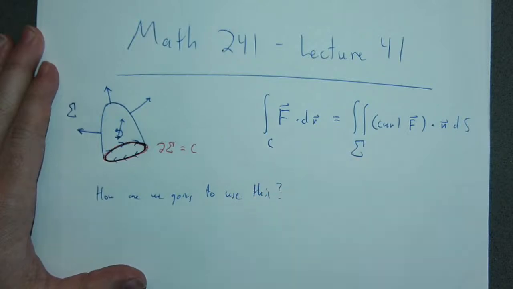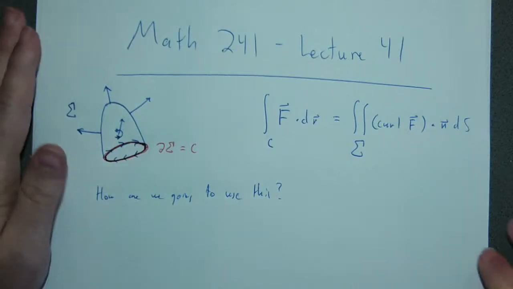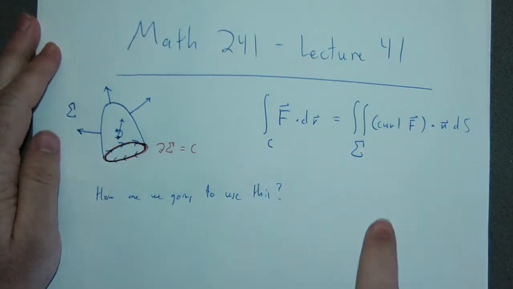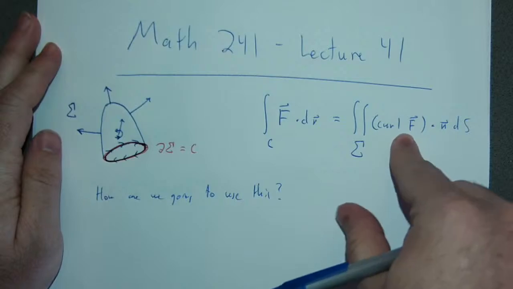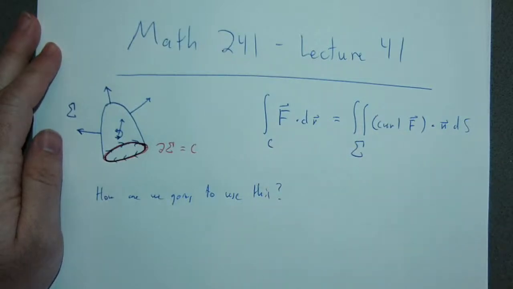Well, the thing is that if you look at this, you might say, and this is totally correct to say this, if you know the curl of the vector field, right? And you know the vector field that it came from, then you could go in either direction. You can go forward or backward here, we'll say.